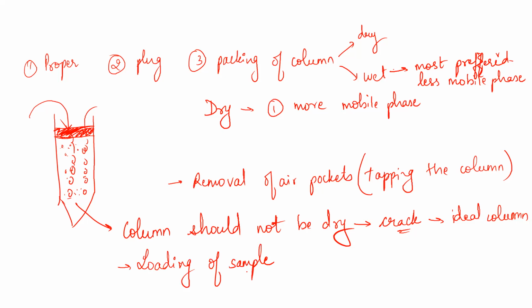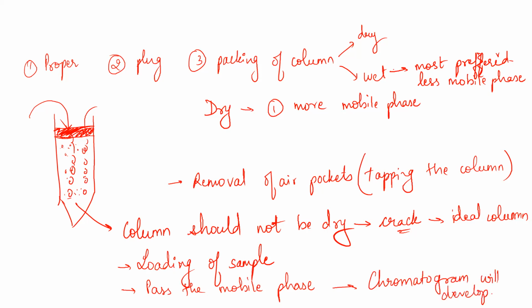This pouring of sample can also be called loading of sample. And then when you run the mobile phase, you pour or pass the mobile phase. When you pass the mobile phase, a chromatogram will develop. So this is how you do adsorption chromatography.